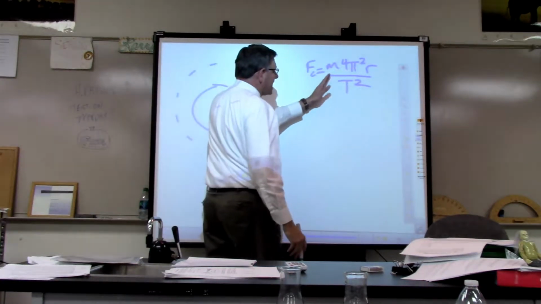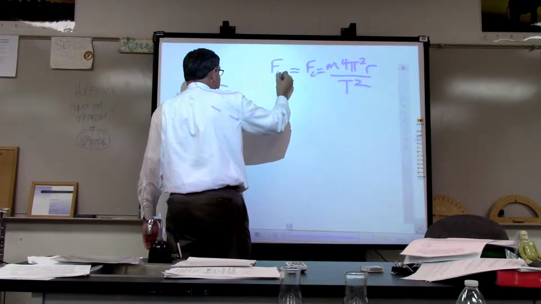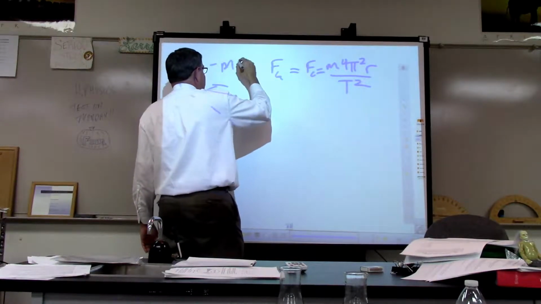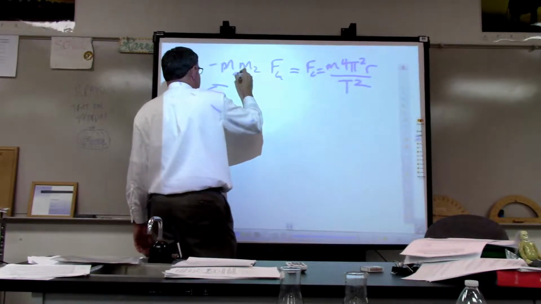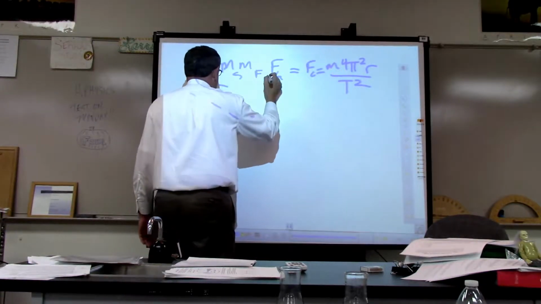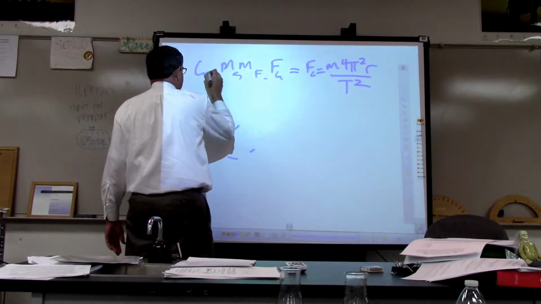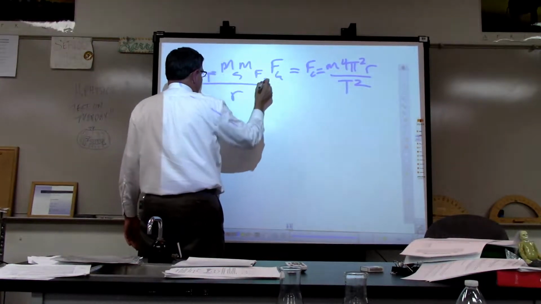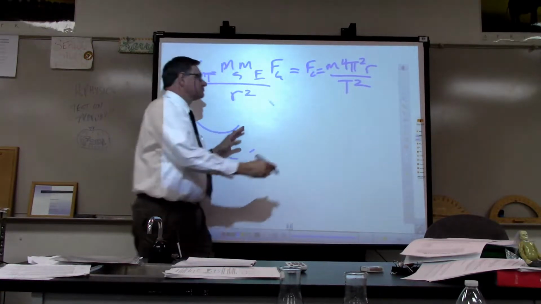Now, that has to equal the gravitational force, which is going to be mass 1, mass 2. We'll call this the mass of the satellite, we'll call that the mass of the Earth, and then we've got big G, and then we've got all that over r squared. So again, cancel out the R.